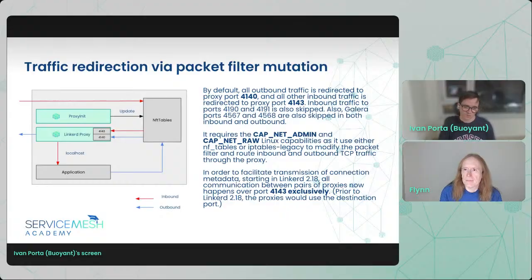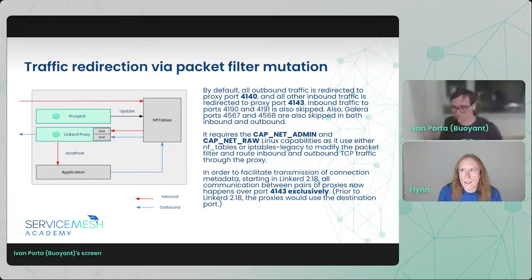And one thing that I want to highlight is that Buoyant engineers did a lot of work with this level of networking, and introduced a feature like protocol declaration, where you can define the protocol in the service, and that will be honored by the proxy. Basically all the inbound communication between meshed pods will go through 4143. Before it was using the destination port, but now, from 2.18, the communication between proxies is just on 4143.